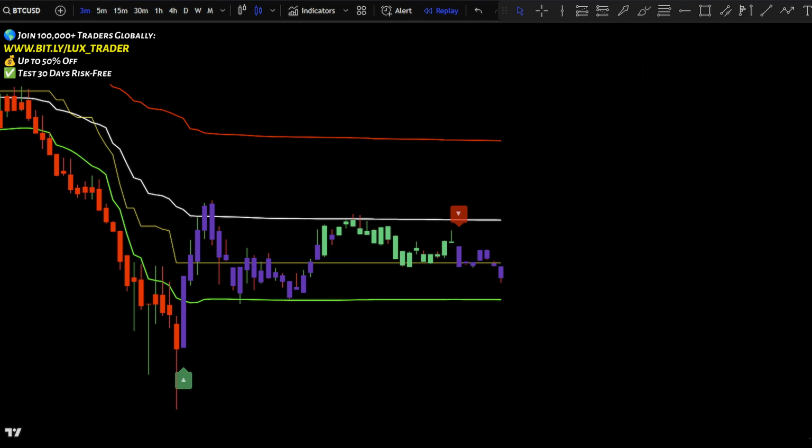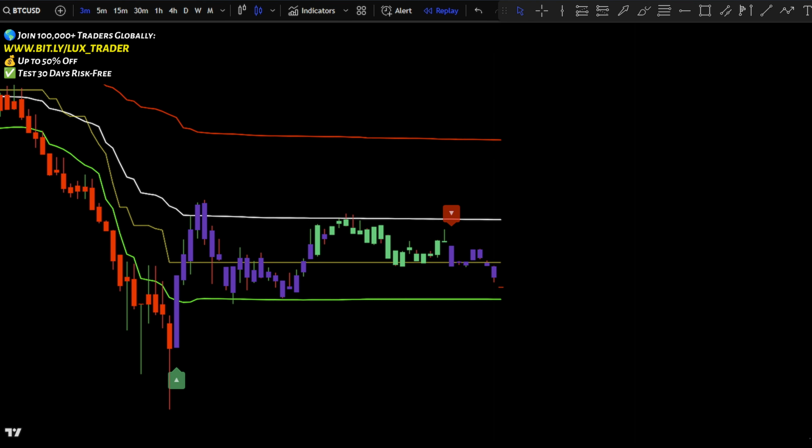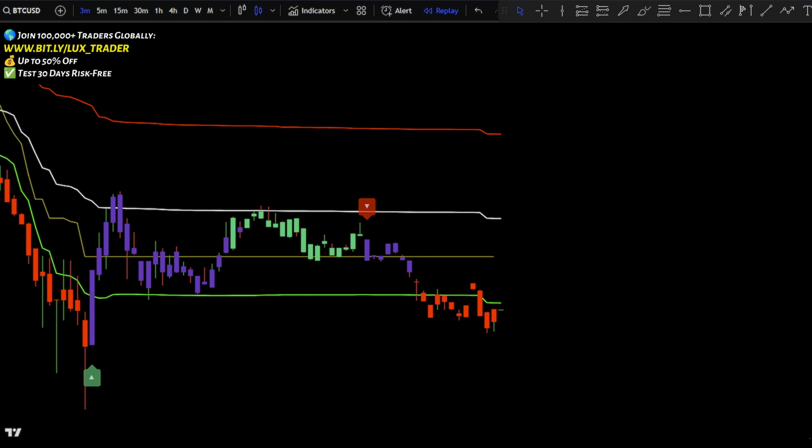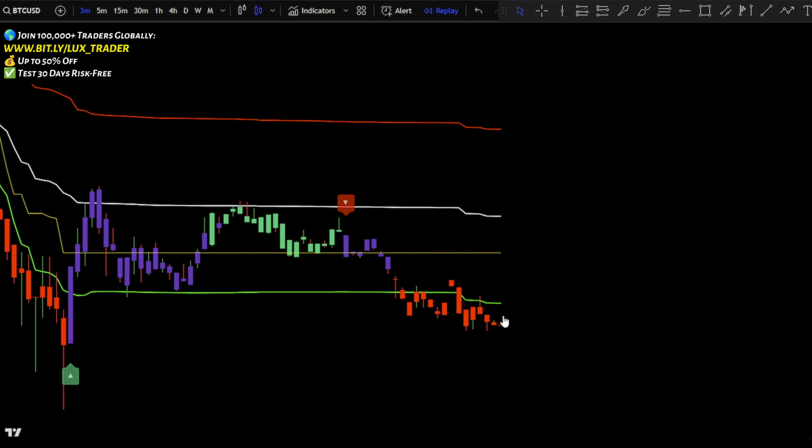Now that the settings are configured, let's dive into the strategy and look at an example of a buy trade to see how everything works in action. For a valid buy trade, there are 3 rules that must be met. Rule number 1, the price must move completely below the lower VWAP band. This means at least one candlestick body must close fully below the green line.